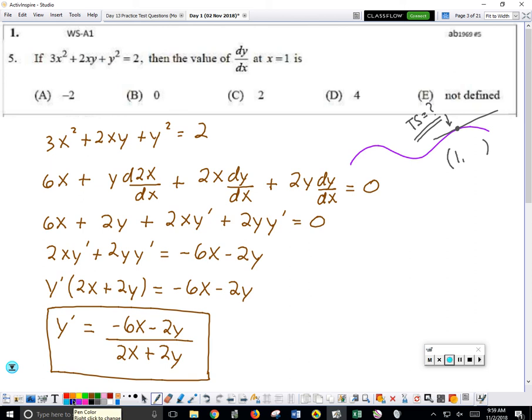So I'm going to come over here and box this off so I can tell that I'm not doing the same thing here. And we need to use the equation here now. So I take 3, plug in 1 for x.